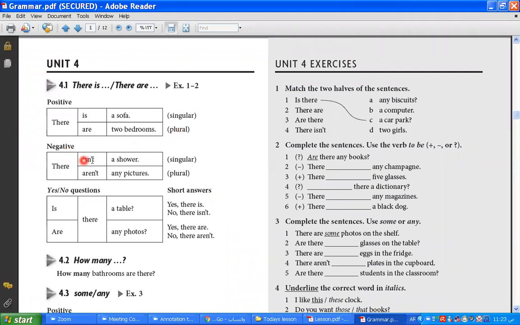In the negative, you can write there isn't or there aren't. There aren't any. دائما مع الجمع استخدم any. In the question, is there a table? Are there any photos? دائما مع النفي والاستفهام نستخدم كلمة any مع الجمع. Are there any photos? Is there a table? هنا ما فيش any. Yes, there is. No, there isn't. Yes, there are. No, there aren't.